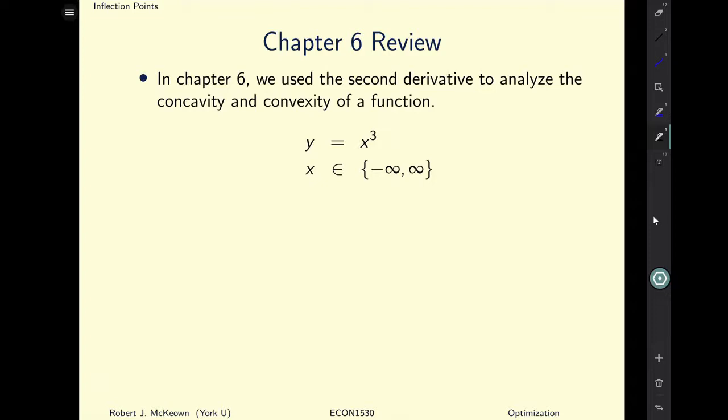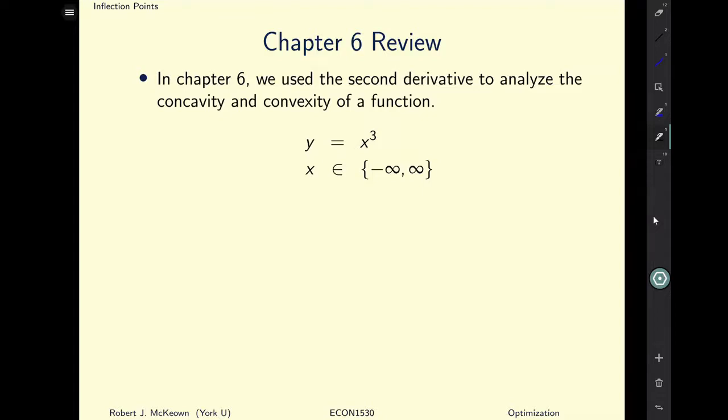In this video, we're going to talk about inflection points. You already know a fair bit about inflection points, you just don't realize it. So let's go back to chapter 6. Remember in chapter 6, you were asked questions about the concavity and convexity of a function. And to determine whether it was convex or concave, you use the second derivative.